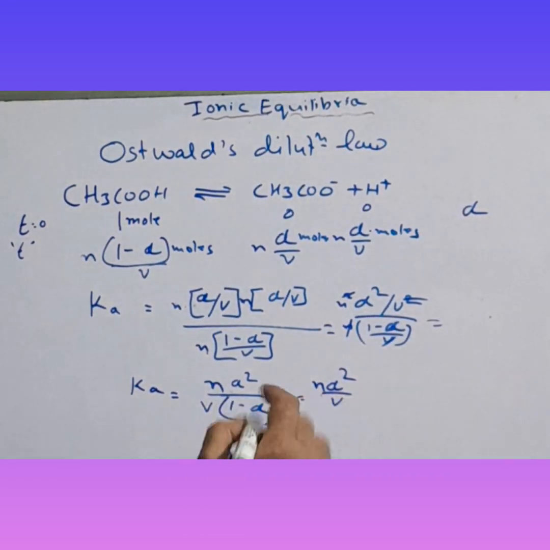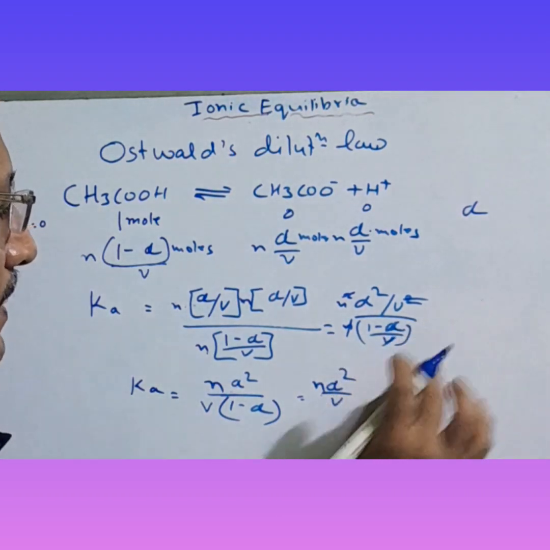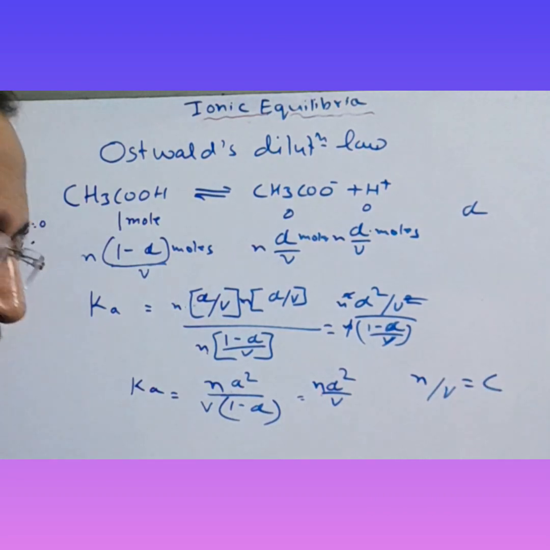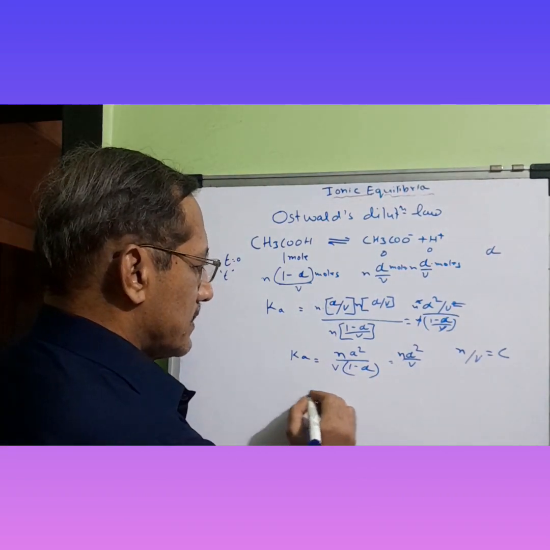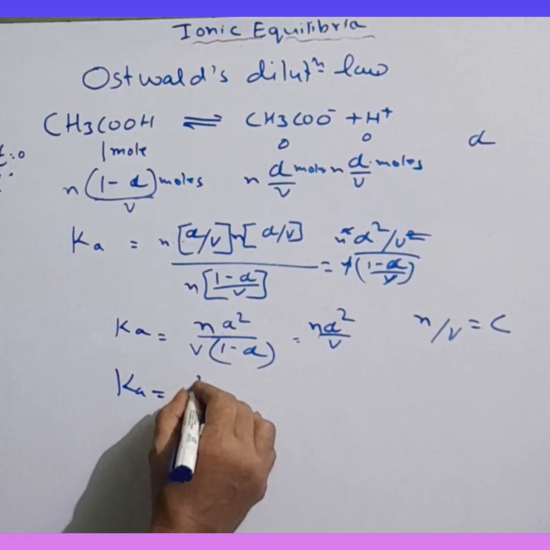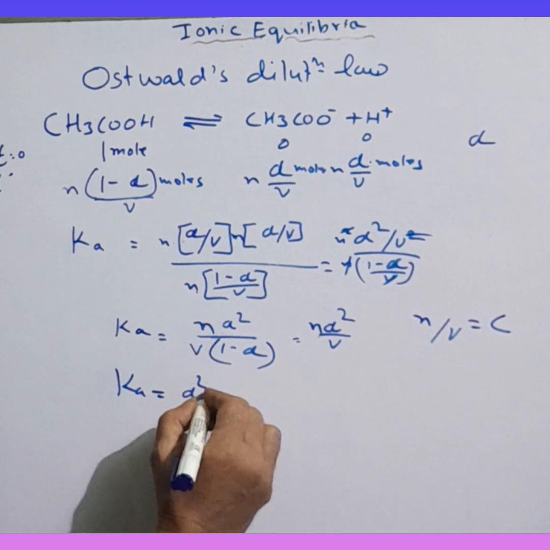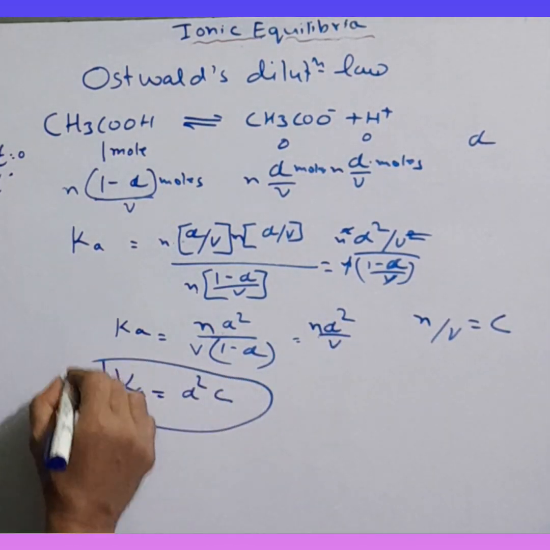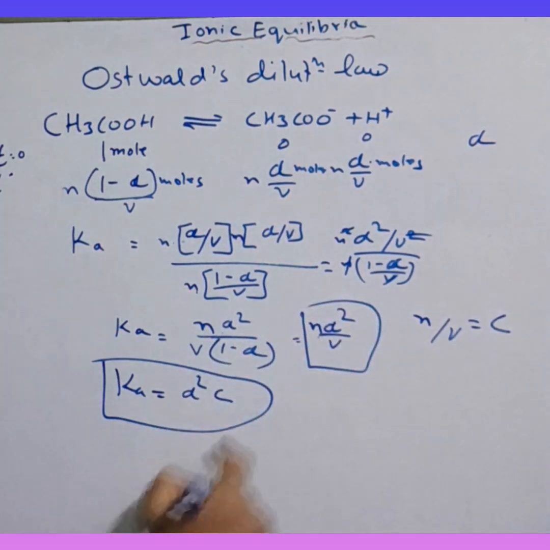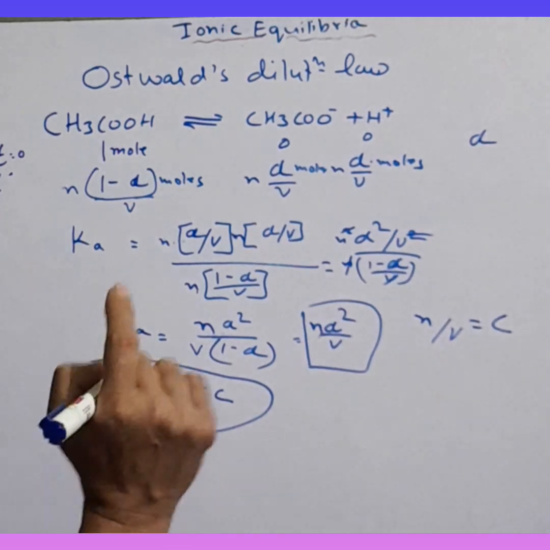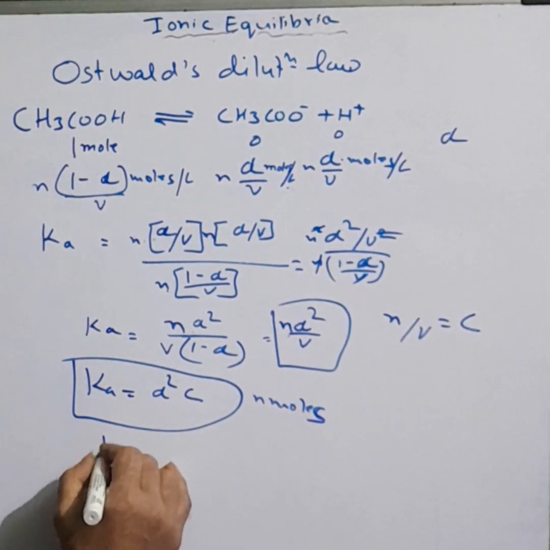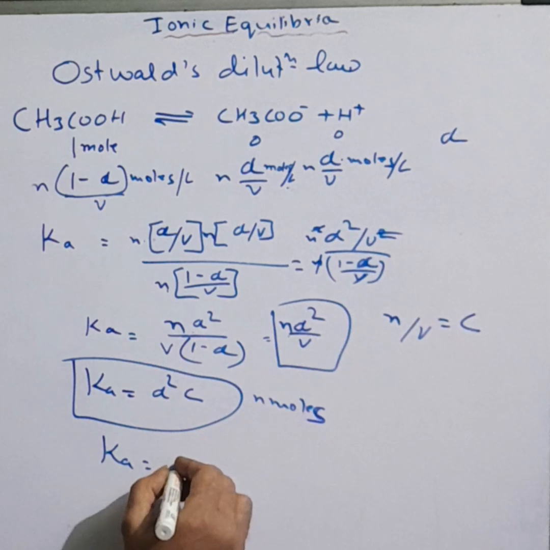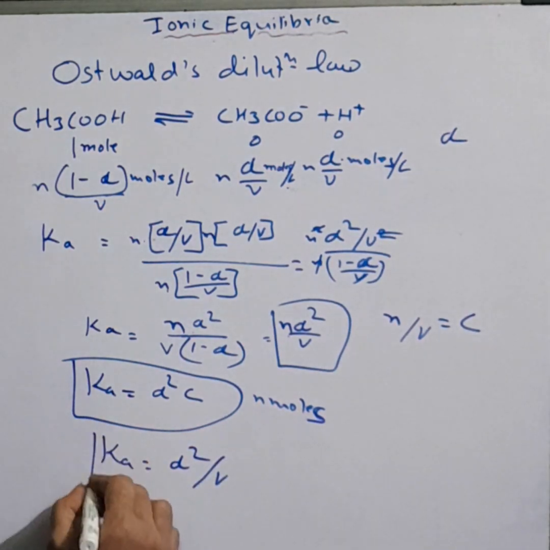Now we know that n over V is concentration, moles n per liter V, so it's concentration. So we can also write Ka is equal to alpha square C, since n over V is C. So this is yet another formula. This was one formula which we got, and this is yet another formula that we got. If it is 1 mole, n disappears, and if it is n moles, then C comes into the picture. If it is 1 mole, the equation for Ka would be alpha square over V. So this is the third equation.